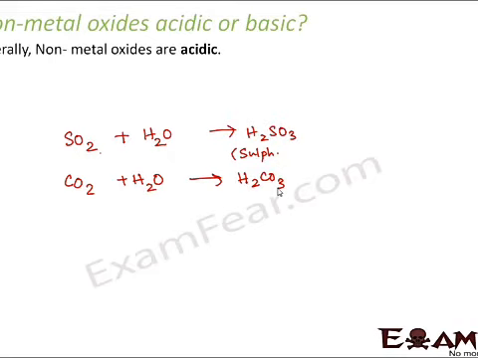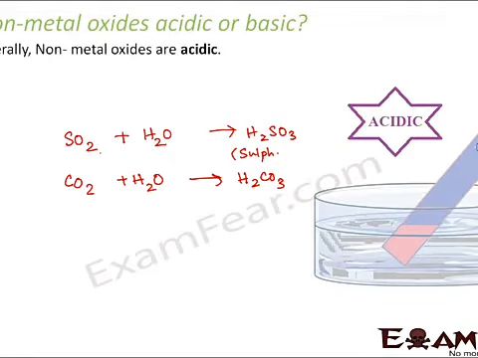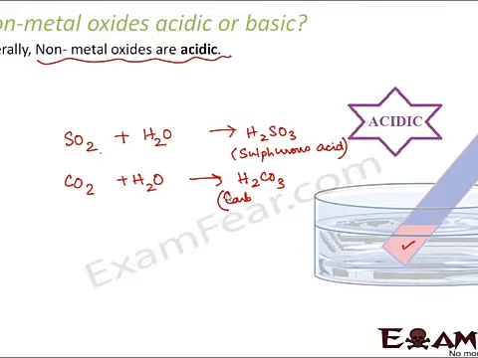And then it is found that when the blue litmus paper is dipped into the solution, it turns red. This shows that the solution is acidic in nature. So non-metal oxides are acidic. What are these compounds which are formed? H2SO3 is nothing but sulfurous acid. What is H2CO3? It is nothing but carbonic acid.